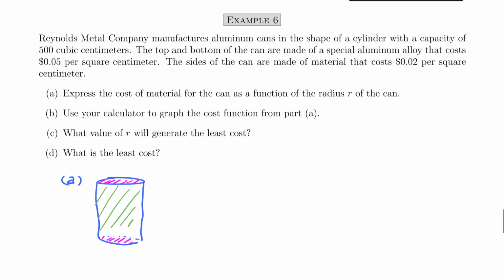Remember the top and the bottom of the can, we have two of them, and the area for a circle is pi r squared. That's for the top. We double it and we will have the area for the top and the bottom. So that's going to be 2 pi r squared. Then the area of the sides, if we unroll this, it would look like just a rectangular piece of paper. It would just be a rectangle if we simply unroll the sides.